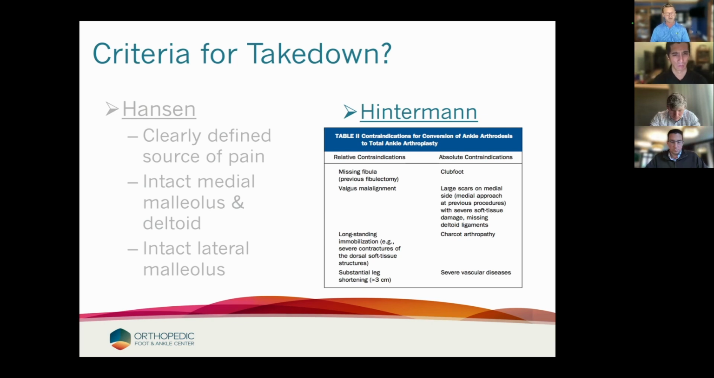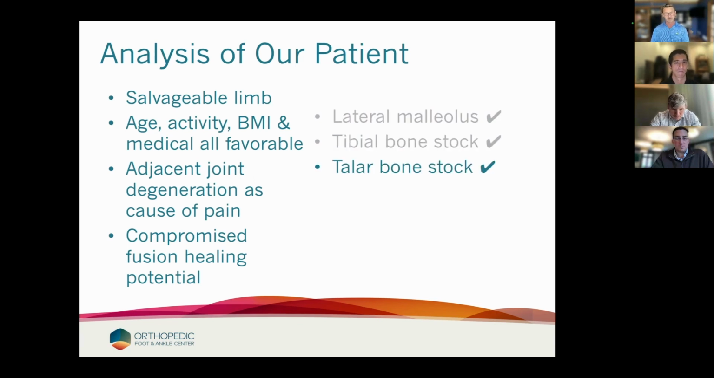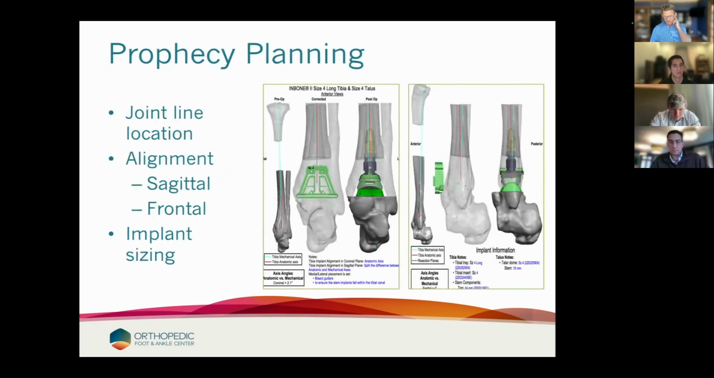Hintermann, a little bit different. He said, don't ever do it if you're missing the fibula. Don't ever do it if you have valgus. Make sure that you have good soft tissues. So if we take a look at our patient, he has a salvageable limb. He had a lateral malleolus and good tibial bone stock, good talar bone stock, ligament stability. So he's a candidate.